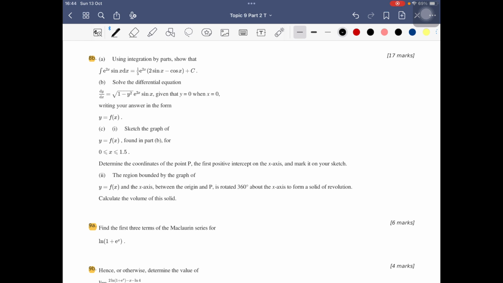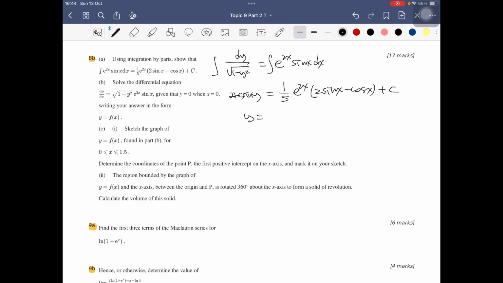So for part b, the differential equation is dy over square root of 1 minus y squared equals e to the power of 2x sine x dx, integral. This is from the formula booklet: arcsine y. And just now we found 1 over 5 e to the power of 2x times (2 sine x minus cos x) plus c. So y equals sine of [1 over 5 e to the power of 2x (2 sine x minus cos x) plus c]. When x equals 0, y equals 0.